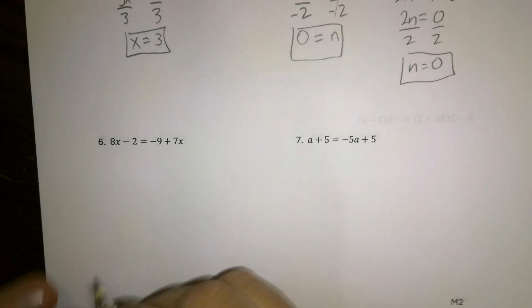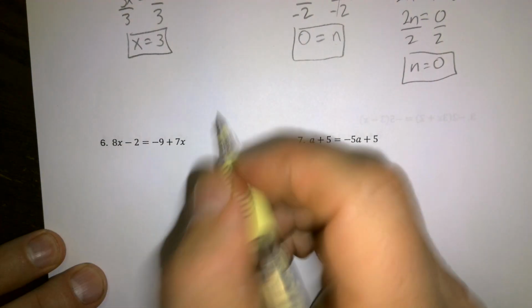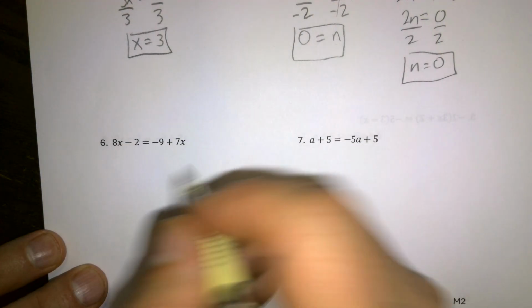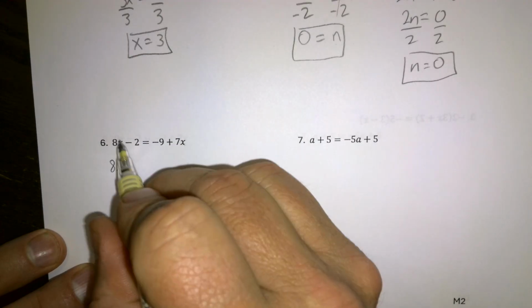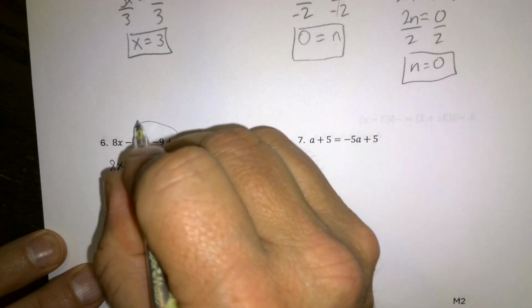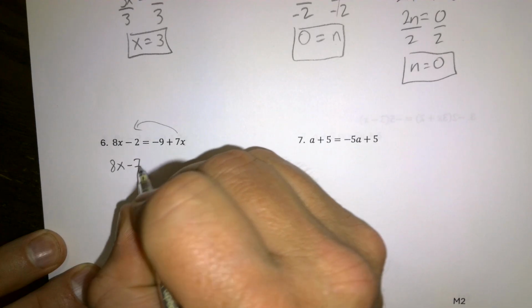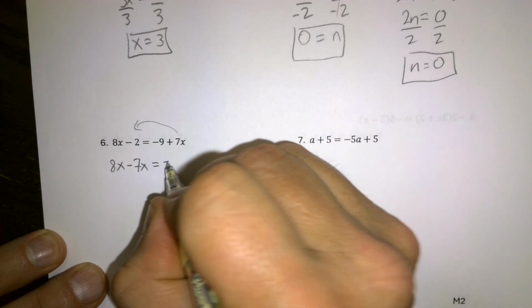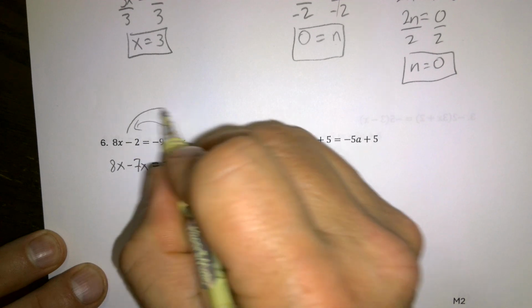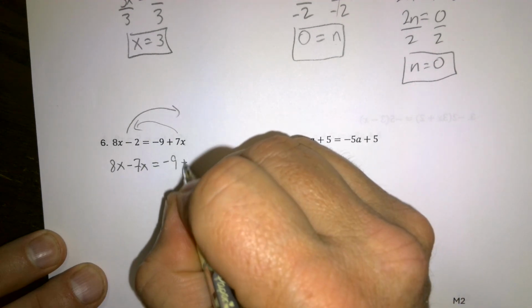All right, next problem. I want x's on one side and the ones without x's on the other. So this 8x is great where it is, but I want this 7x on the same side. So 7x flips and becomes -7x. Bring down the equal sign. This -9 is fine where it is, but I do need to take this -2 and flip it over. It becomes +2.